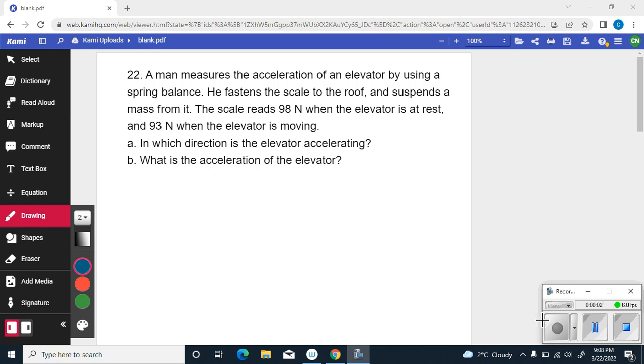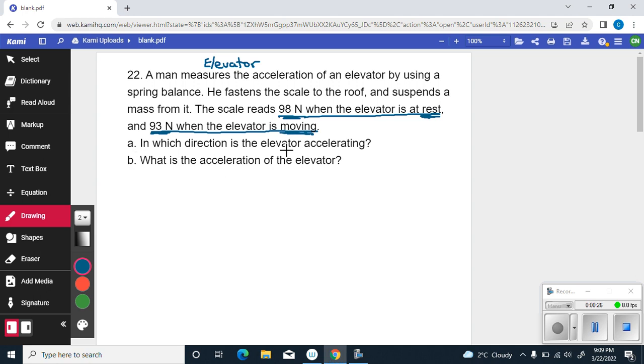Okay, let's look at one of our homework questions with our elevator questions. A man measures the acceleration of an elevator by using a spring balance. He fastens the scale to the roof and suspends a mass from it. The scale is going to read 98 newtons when the elevator is at rest, and it's going to read 93 newtons when the elevator is moving.